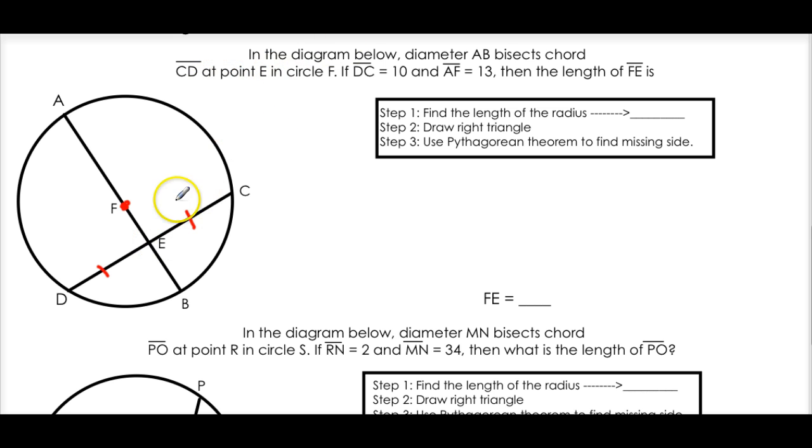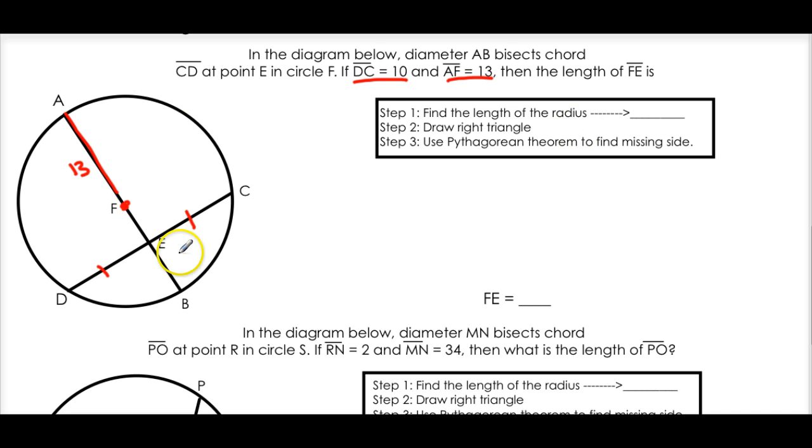At point E, sorry, in circle F. If DC is equal to 10, all right, this whole thing equals 10, and AF is equal to 13, what is the length of FE? Okay, so let's finish this out.